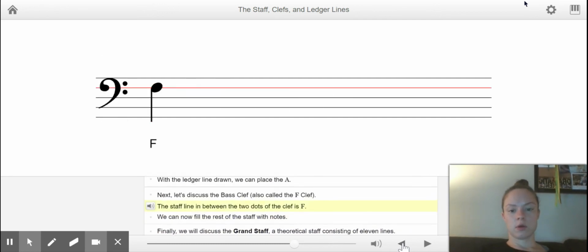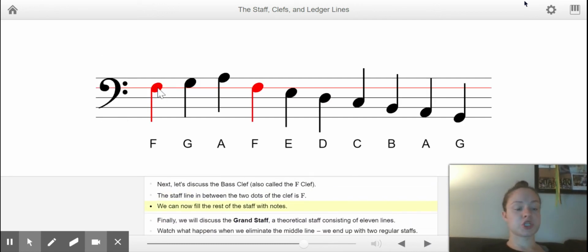So if there were a sharp in front of this note, it would be F sharp. If there were a flat in front of this note, it would be, you guessed it, G flat. So the same rules apply. And make sure that the flat or the sharp goes on the same line or space as the note it applies to.